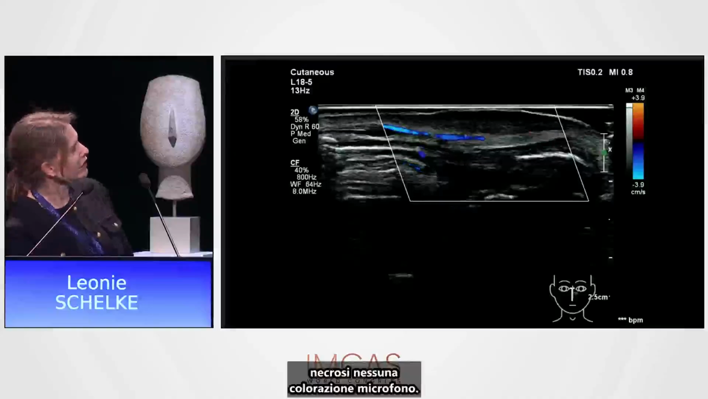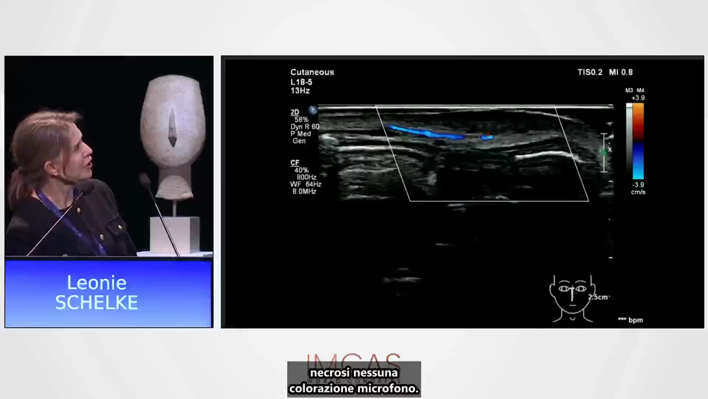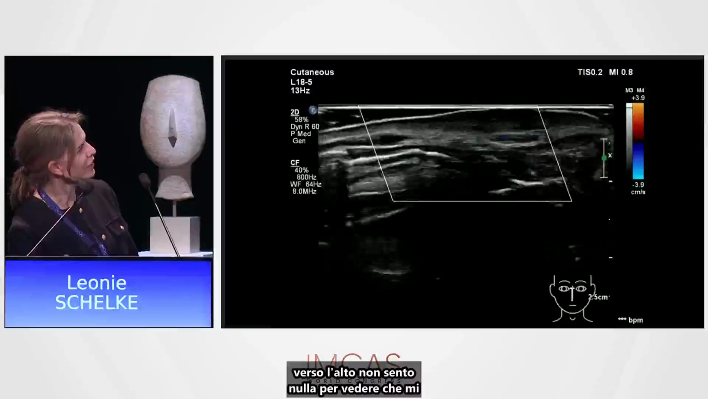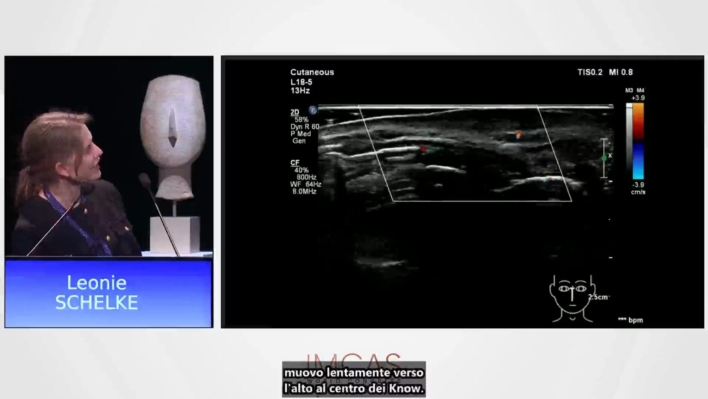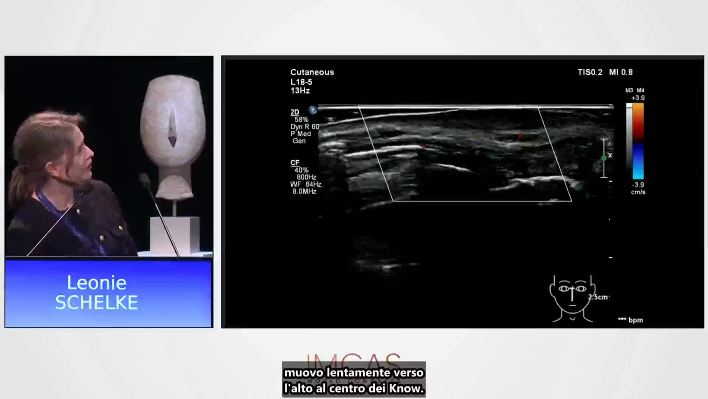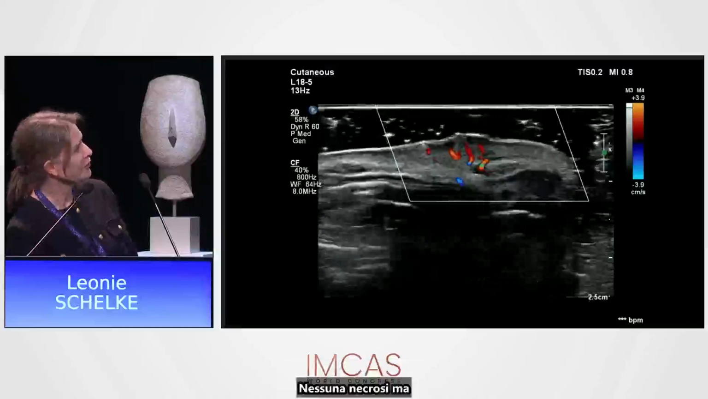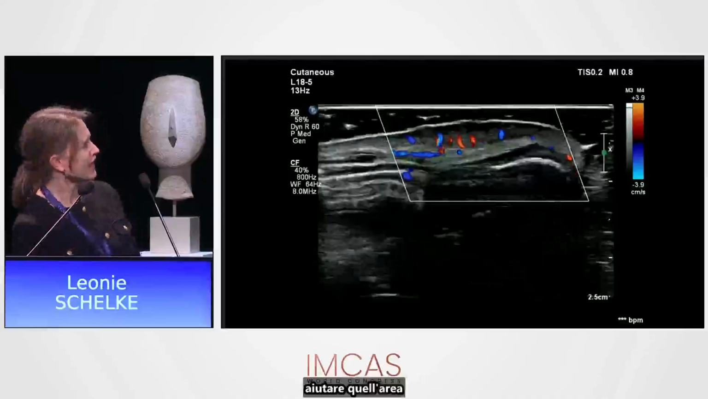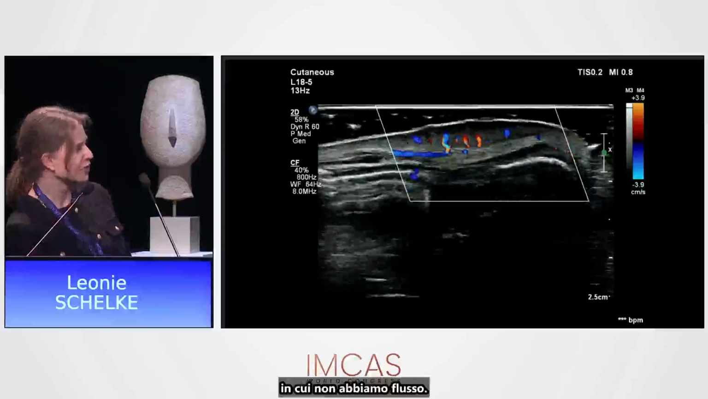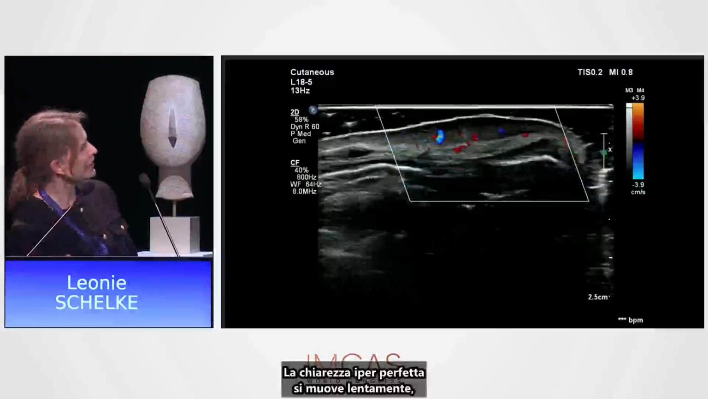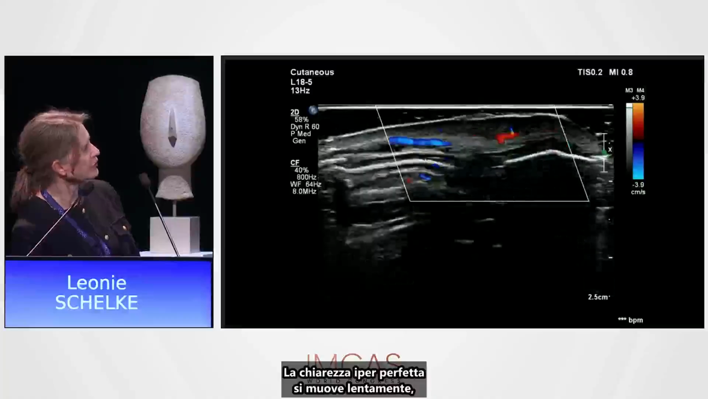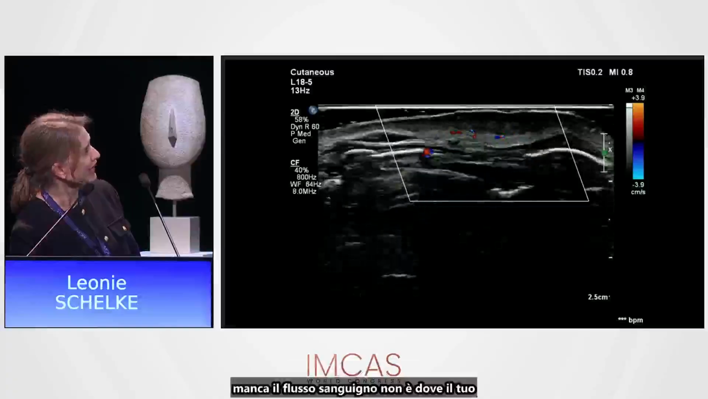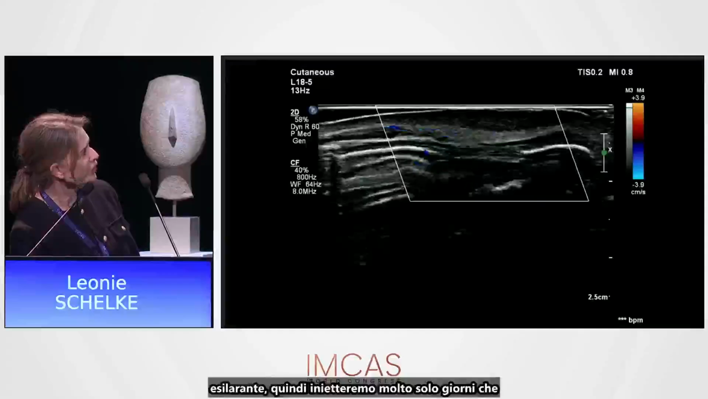I go down underneath the necrosis, no microvascularization. You see the difference? So I slowly move upwards. Here, nothing to see. I slowly move upwards to the middle of the nose. No necrosis, but a lot of good neighbors trying to help that area where we have no flow. Hypervascularity, slowly move down. So this is the area underneath the necrosis where we're lacking blood flow. This is not where your filler is.